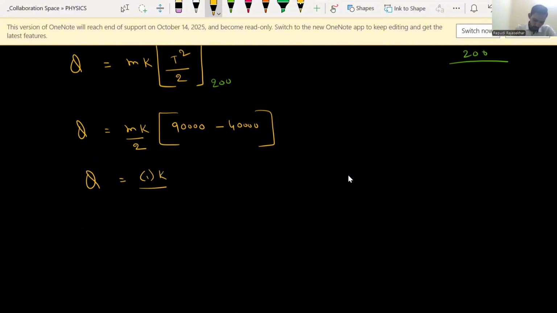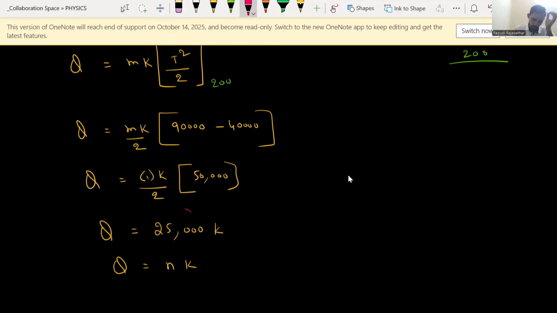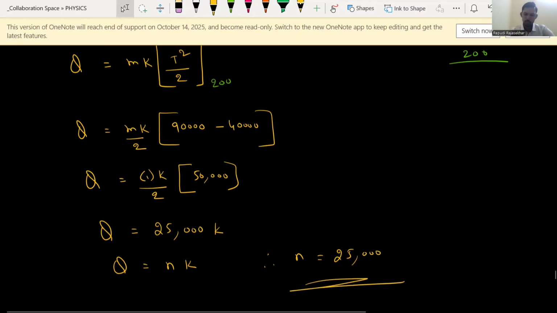This is k all divided by 2, times 90,000 minus 40,000, so this is 50,000. Cancel the terms, so Q equals 25,000 K. In the question they are asking Q equals N into K. What is the N value? If you compare, N value is nothing but 25,000. Therefore, N equals 25,000. So this is the answer for the given question. Easy question, simple question. We just need to apply integration because the specific heat capacity is changing.